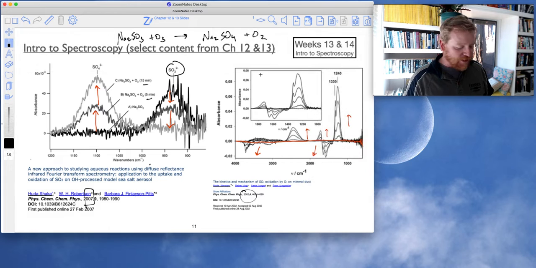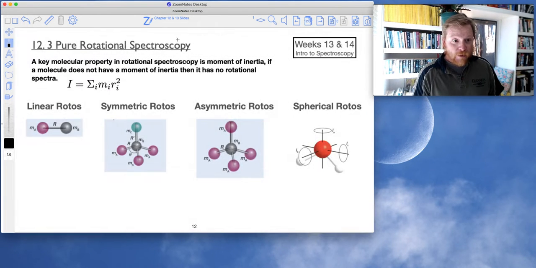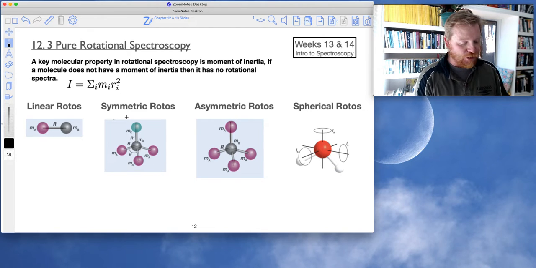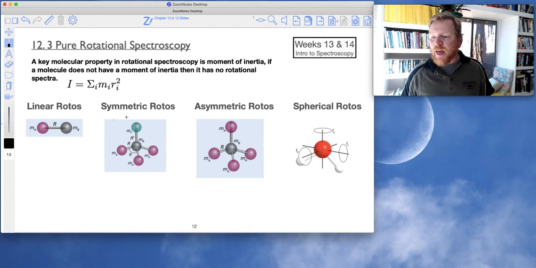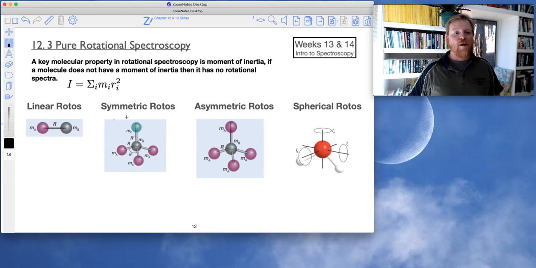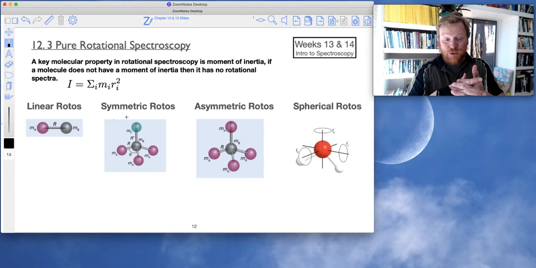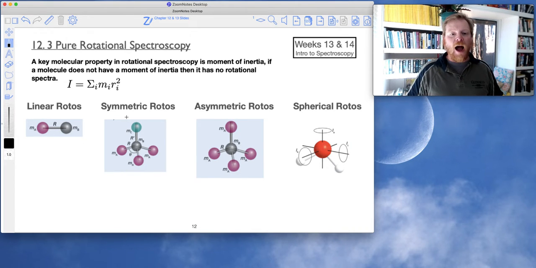Okay, and so that's a good place to stop because where I'm going next is getting into pure rotational spectroscopy. After that, we'll talk about pure vibrational spectroscopy. After that, we'll see how the rotations and the vibrations actually sync together to do rovibrational spectroscopy, so simultaneous rotational vibrational spectroscopy. And then at the end of the semester, the last few weeks, we'll get into the electronic spectroscopy.